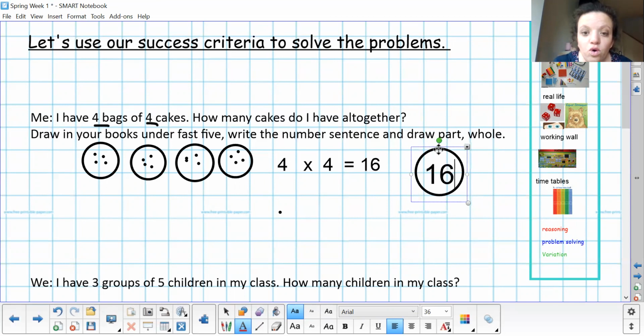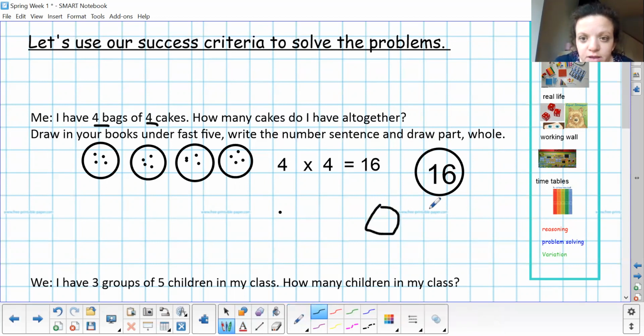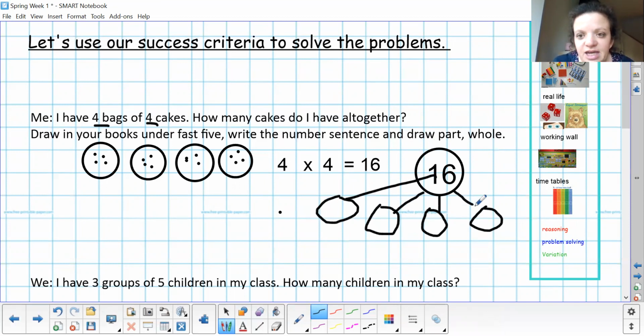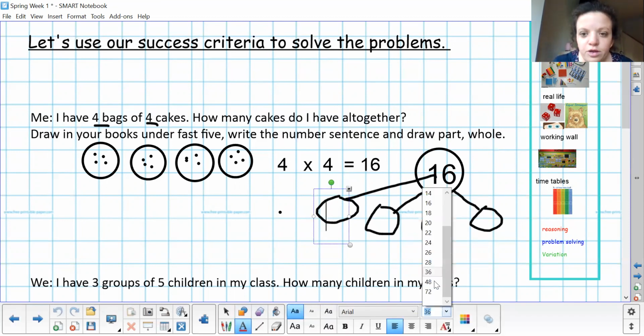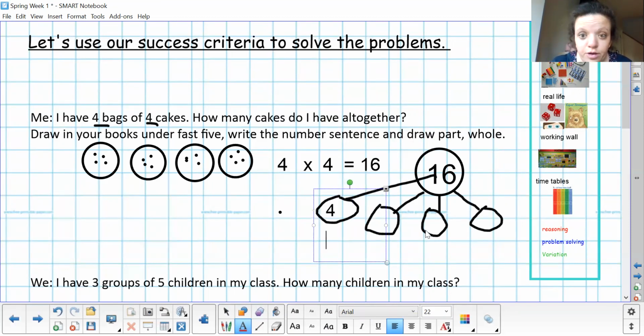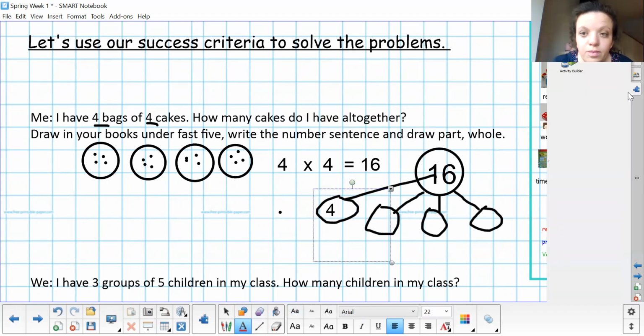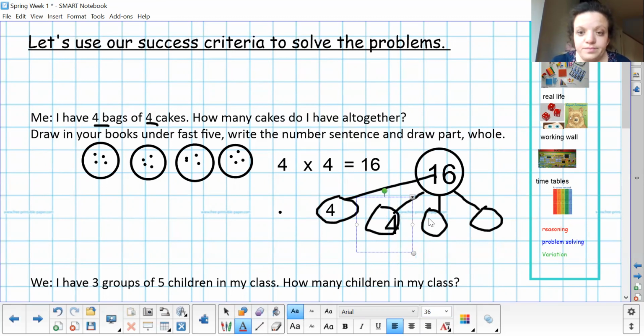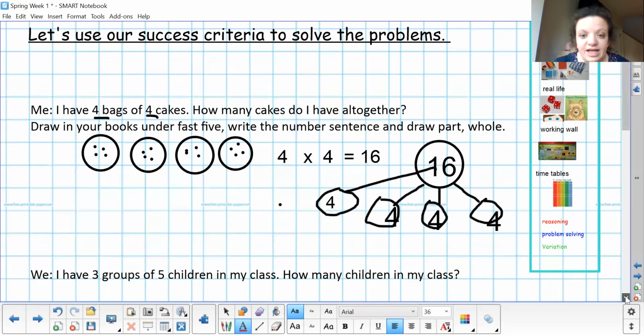And then we're going to have 4 groups. We're going to have 4 parts down here. So 1, 2, 3, 4. And in each part, we are going to put 4. So I'm going to put 4 in there, 4 in there, 4 in there. Four, 4, and 4. So in each group we've got 4. So we've got 4 groups, and in each of them is 4. Right, let's move on down here.